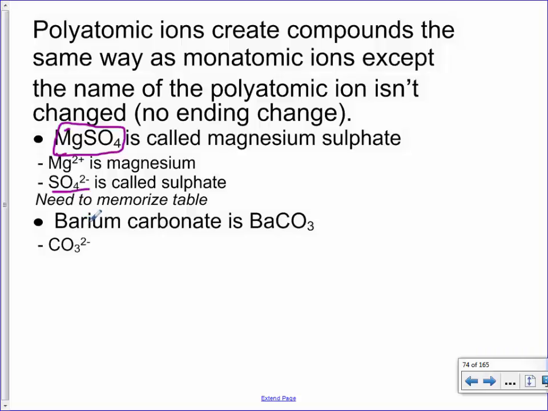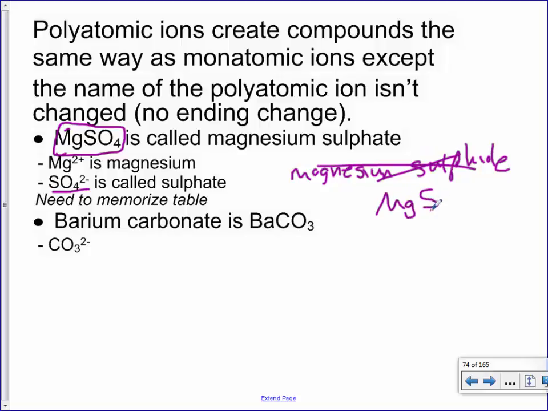Why can't I change the ate to ide? Why can't I call it magnesium sulfide? Why is that not valid? Yeah, it's something else. Magnesium sulfide is Mg with just a single S. And that's not the same thing as an Mg and an S and 4 O's.